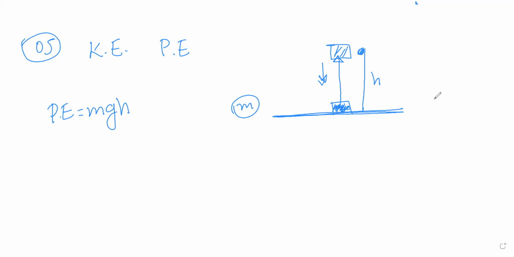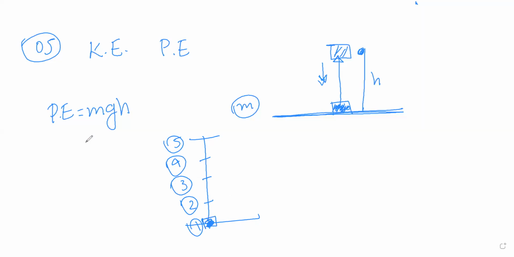In this case, we can draw some segments to discuss this scenario. We can draw 5 positions. This is position 1, position 2, position 3, position 4, position 5. In position 1, what is our potential energy? It is 0. Why? Because there is no height, the height equals 0 here. That's why position 1 is 0.